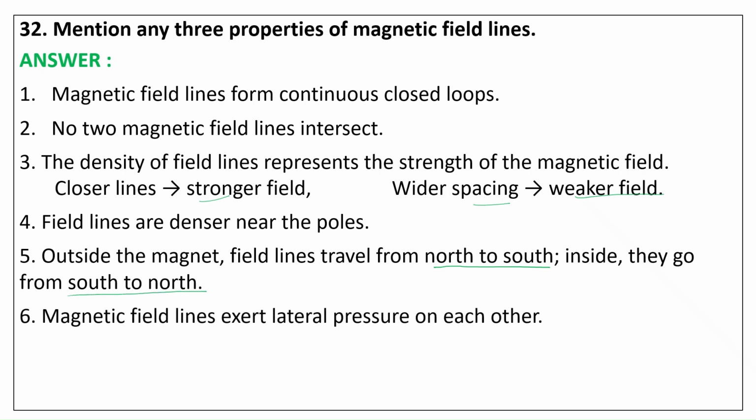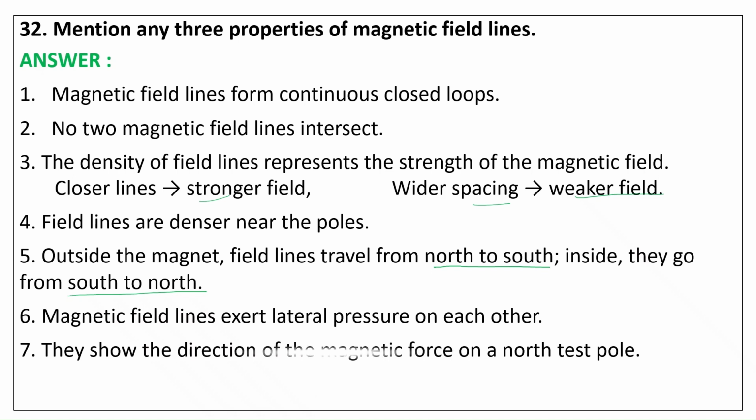6. Magnetic field lines exert lateral pressure on each other. This is why they tend to spread out sideways and repel each other. 7. They show the direction of the magnetic force on a north test pole.